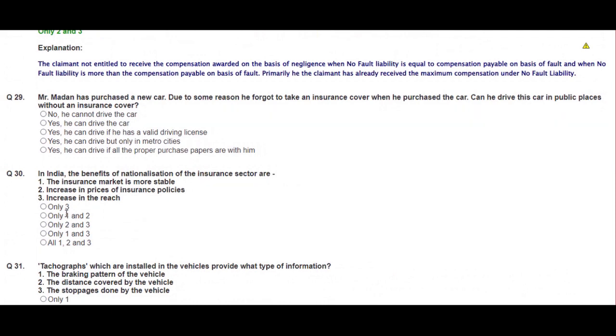Mr. Madan has purchased a new car. Due to some reason, he forgot to take insurance coverage. When he purchased the car, can he drive this car in public places without insurance? You simply choose the right answer only, because he doesn't have an insurance policy, he cannot drive the car. The remaining options are simple; we only see that they have no insurance coverage. He cannot drive the car in public.